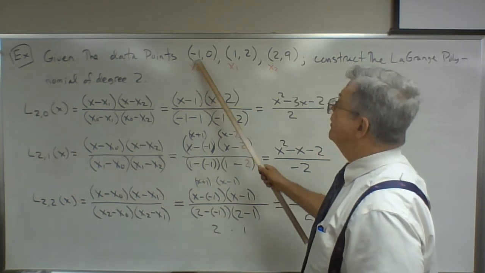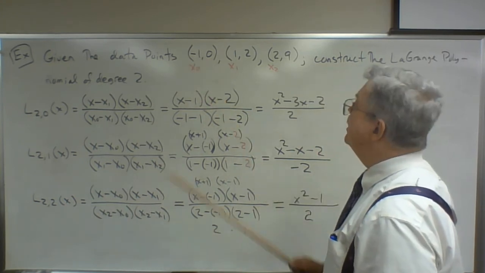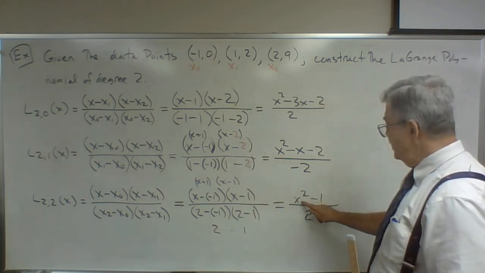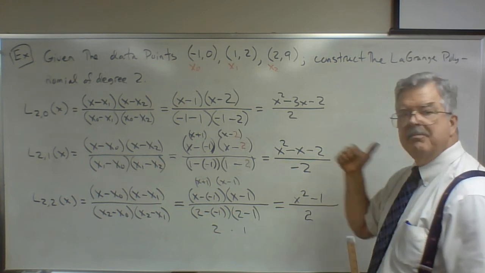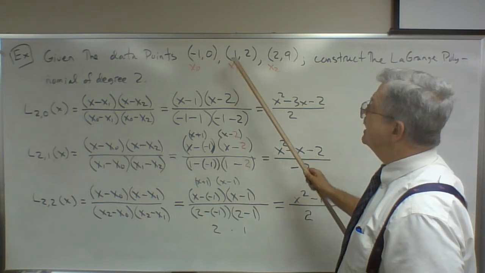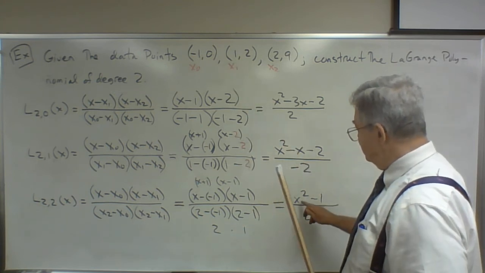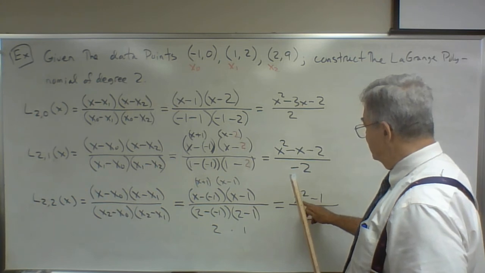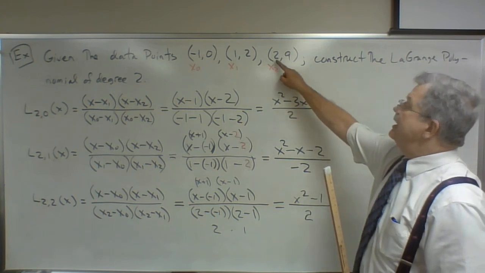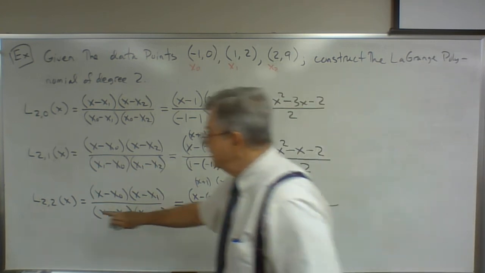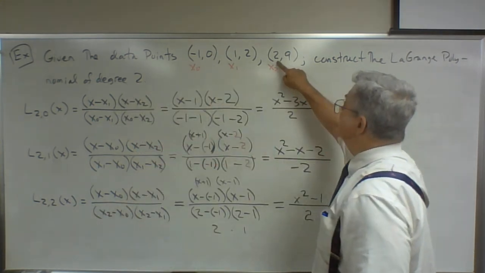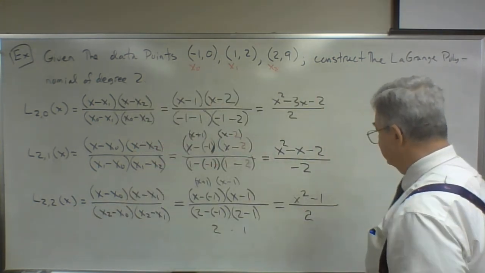So for x0, this should be 0. I'll plug in negative 1. Let's see what I get. Negative 1 squared is positive 1 minus 1 is 0. Beautiful. Okay. If I plug in x of 1, I should get 0 also. I plug in 1, I get 1 squared is 1 minus 1 is 0. Looks good. And if I plug in x of 2, since this is the second Lagrange coefficient, I should get 1.